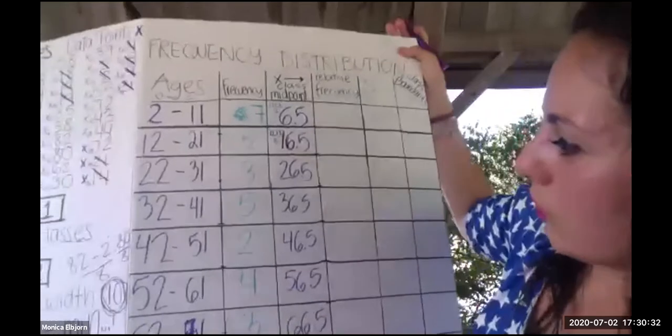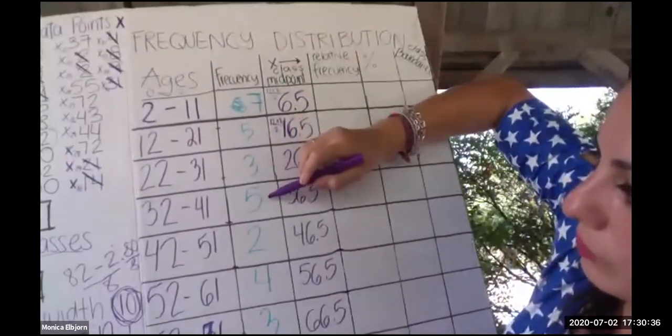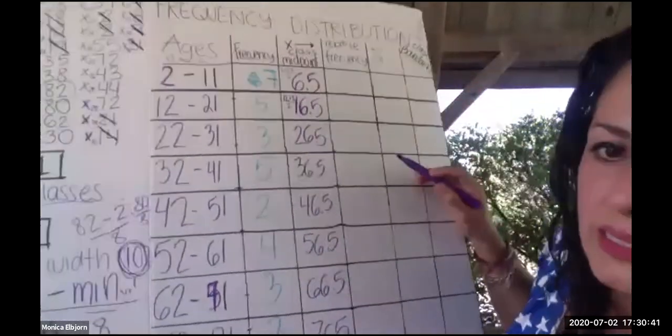Okay, can someone add 7 plus 5 plus 3 plus 5 plus 2 plus 4 plus 3 plus 3 plus 1?